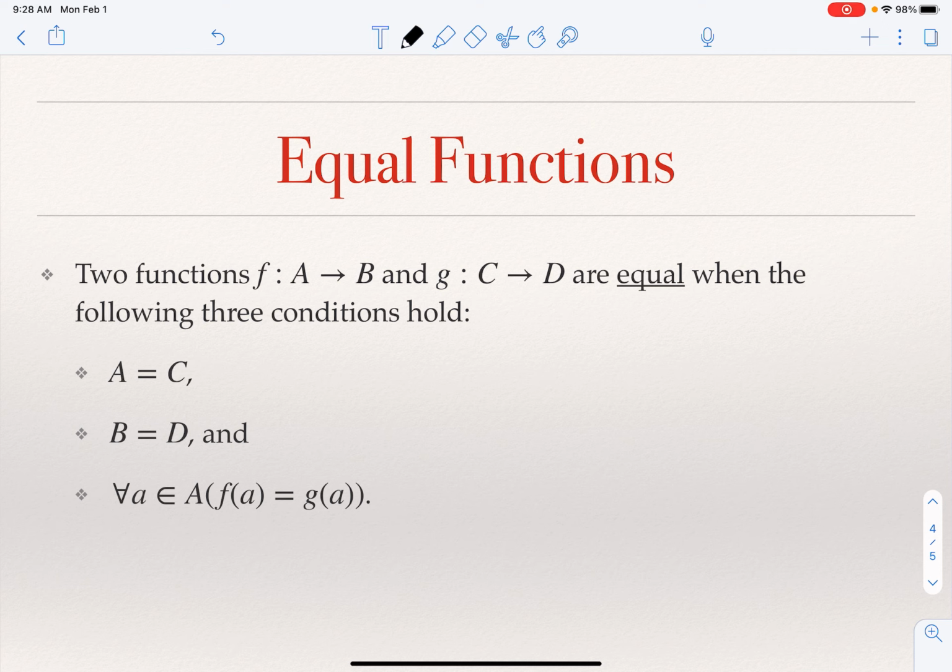We have the notion of equal functions. So I can give you two functions and I ask, are these two functions equal?